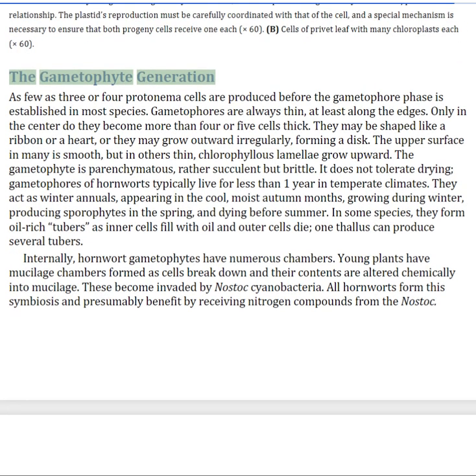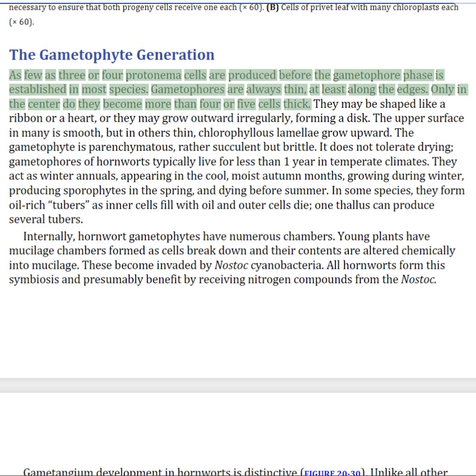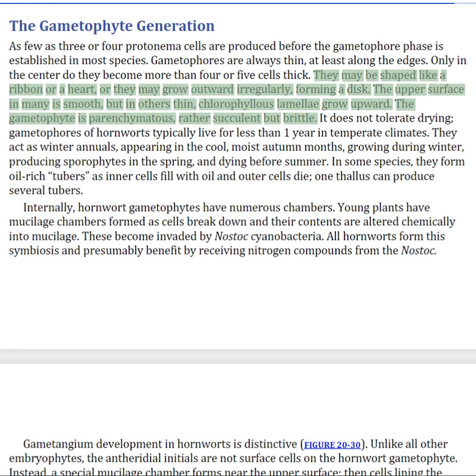The gametophyte generation. As few as 3 or 4 protonema cells are produced before the gametophore phase is established in most species. Gametophores are always thin, at least along the edges. Only in the center do they become more than 4 or 5 cells thick. They may be shaped like a ribbon or a heart, or they may grow outward irregularly, forming a disc.